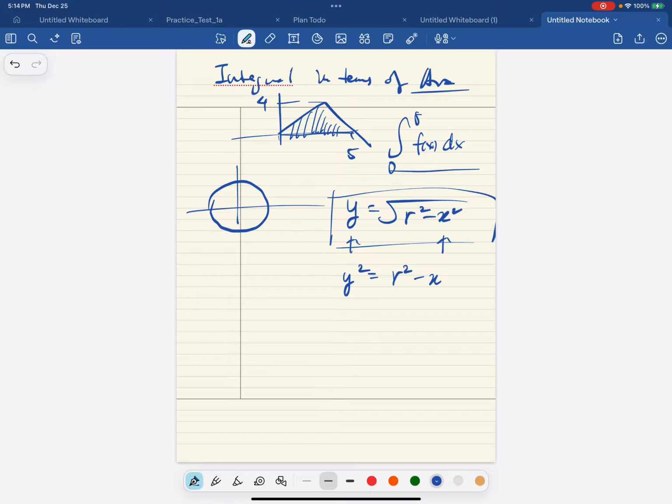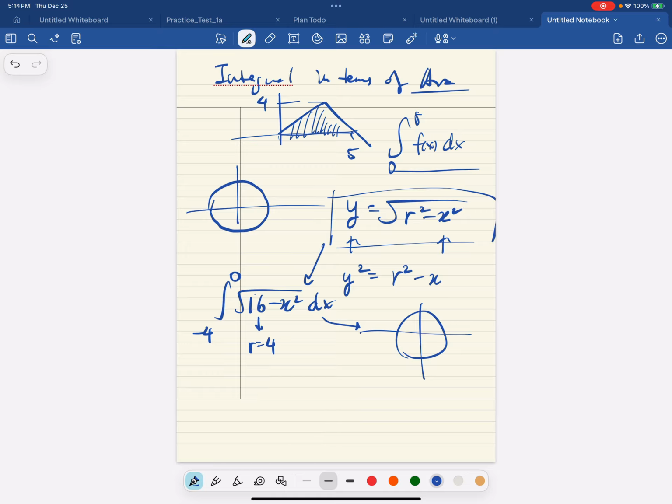and given to you as an integral. Let's say the root of 16 minus x squared dx. You have to realize that this is a circle. And it will be either a semicircle or a quarter circle, but in our case, let's say minus 4 to 0, so that's a quarter circle. Because that means it's a circle where the r is equal to 4, right? Because the root of 16 is 4. This is minus 4, this is 0.